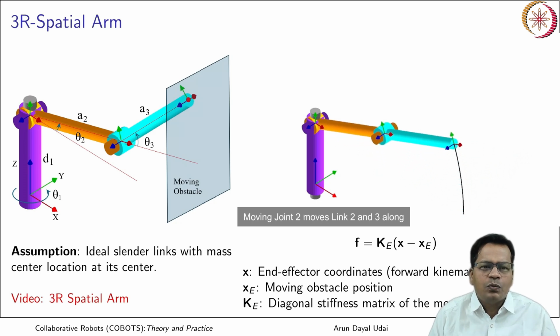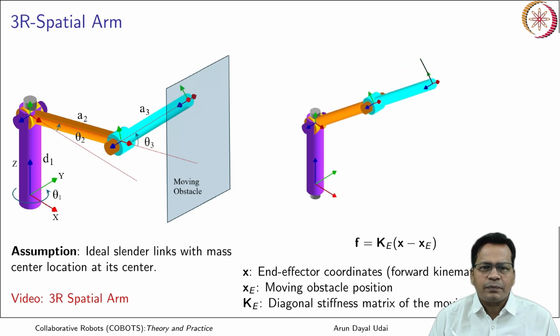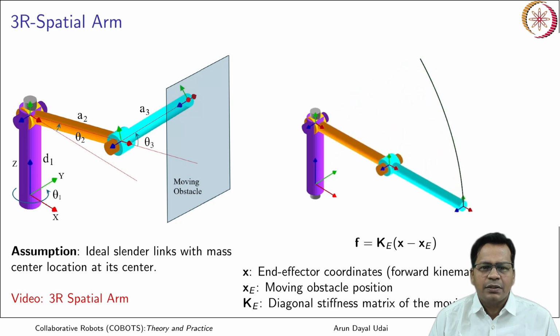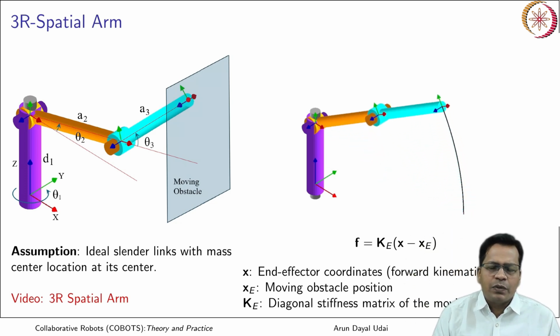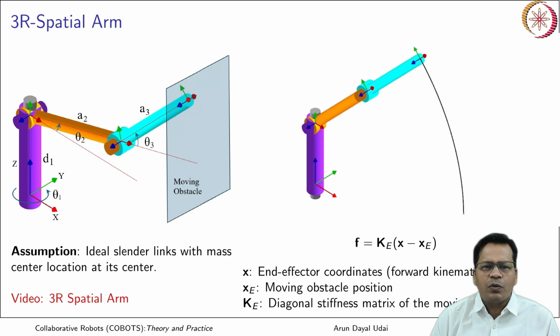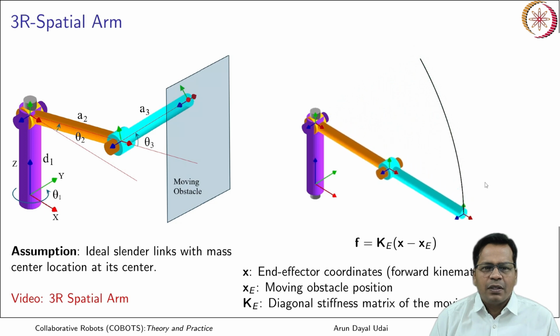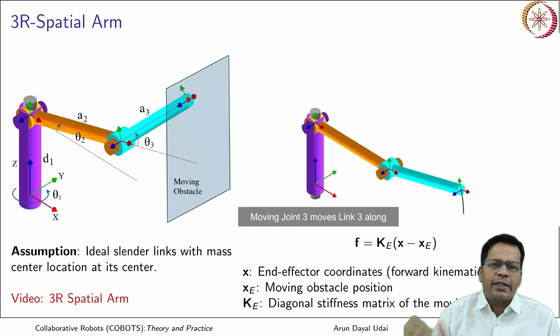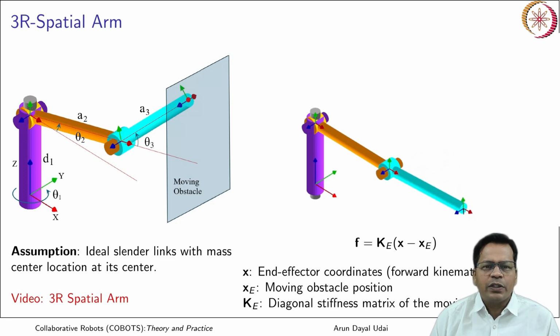This is joint 2, which moves link 2 and 3 simultaneously. Okay, this plane of motion is perpendicular to the plane of the ground, that is, the surface on which this robot is mounted. And the third joint is also like that. Okay, this moves link 3 only, and this also is in a plane which is perpendicular to the ground. Got it? So this is how it is going to move.